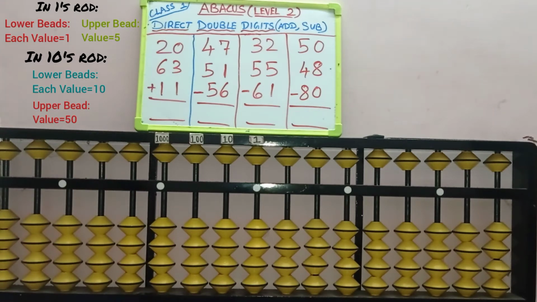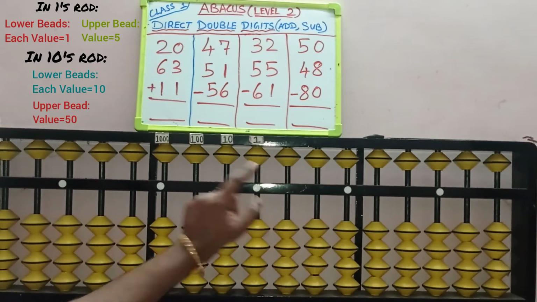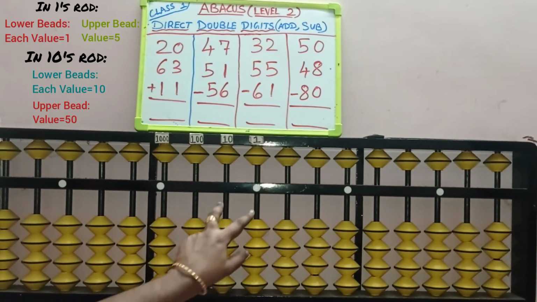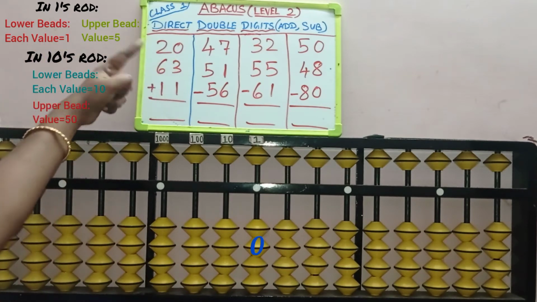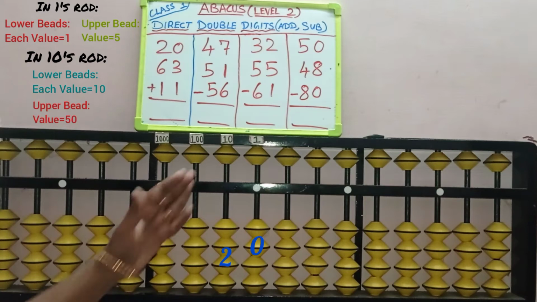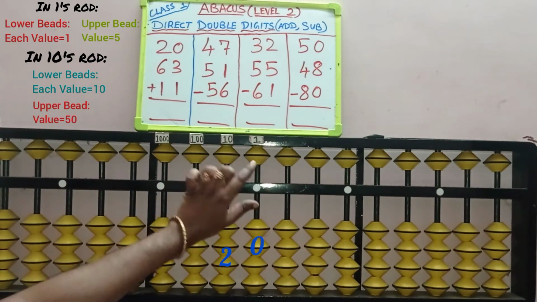Now let's start the first problem. 20 plus 63 plus 11. First we'll move 20. 20 is a 2-digit number, right? So take 2 rods, starting from the 1's rod. 1, 2. So we have to move in these 2 rods, okay? In 20, 0 is in the 1's place, 2 is in the 10's place. So 0 in the 1's place means no bead should be added here. It must be on the 0 line like this, okay?